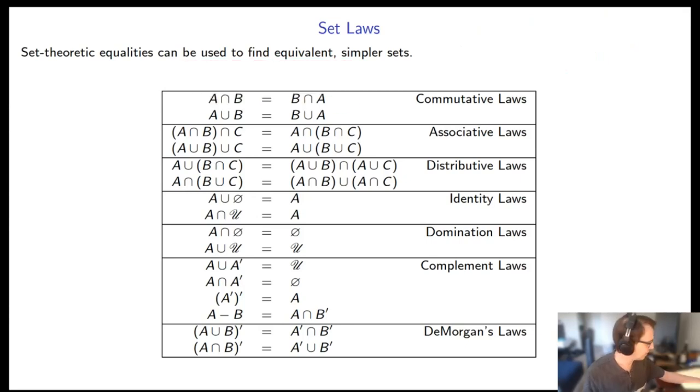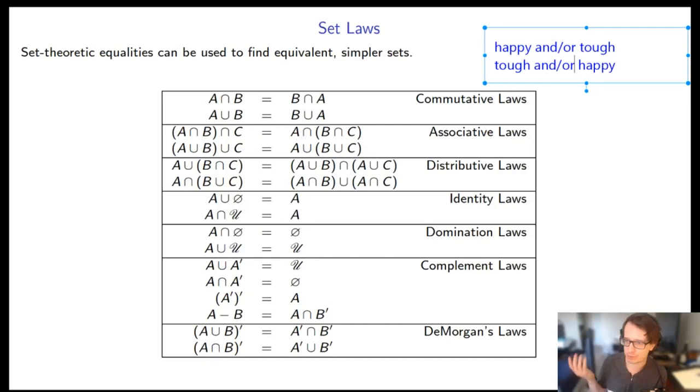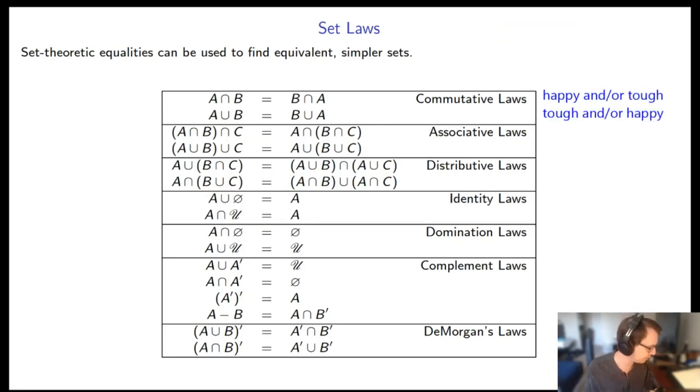With natural language, we can say something like, I want to find someone who's happy and tough. This is like A intersection B. Or I want to find someone who's tough and happy. These are equivalent in natural language: happy and tough, or tough and happy. We can do this with or as well. I want someone who's happy or tough, or someone who's tough or happy. It doesn't matter how we order these words. They mean exactly the same thing. This is called commutativity. We can change the order of the sets that we have. And like I've mentioned before, when we talk about sets in terms of natural language, we can refer to adjectives or nouns. That's fine.